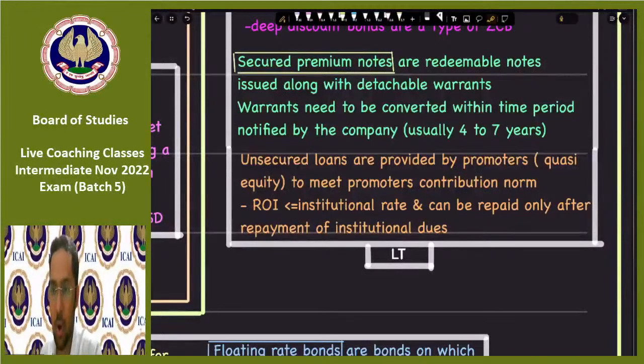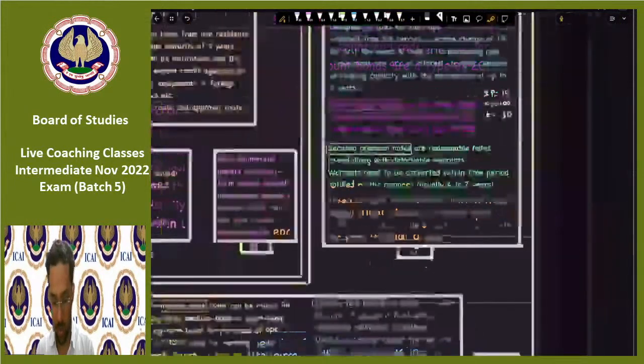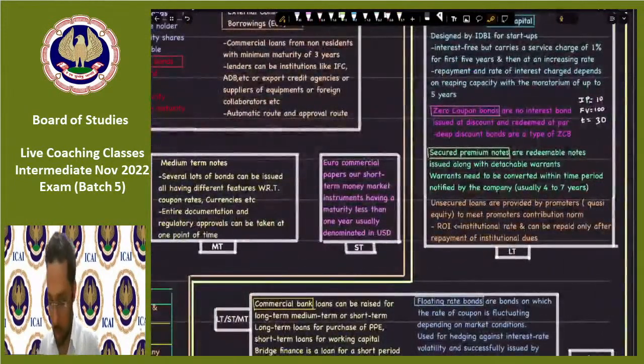Aditi, can we say that secured premium notes are a type of convertible debenture? Yes, Aditi, you can say a sort of convertible debenture. So the loans provided by promoters are called quasi-equity, and these are sometimes required because when you want to borrow from the banks, they will ask what your promoter's contribution should be, or some amount of equity share capital to be brought in. Okay.